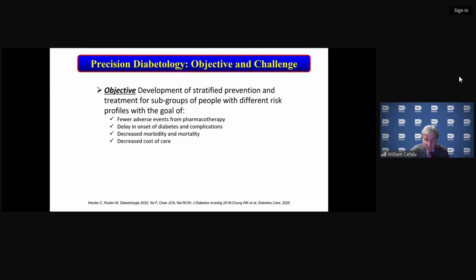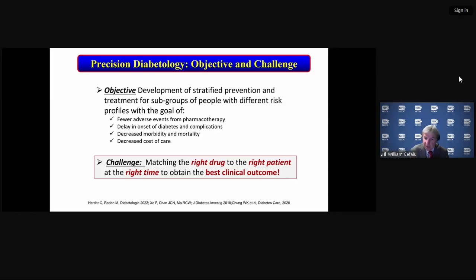Now, when we talk about this, we really define precision diabetology. The goal, objective and challenge is to develop stratified prevention and treatment for subgroups, for people with different risk profiles. You've heard a lot in this session today. If we can get to precise therapy, there will be fewer adverse events from pharmacotherapy, delay in onset of diabetes and complications, decreased morbidity and mortality, and decreased cost of care. Put simply, the challenge right now for heterogeneity in precision medicine is matching the right drug to the right patient at the right time for the best clinical outcome.